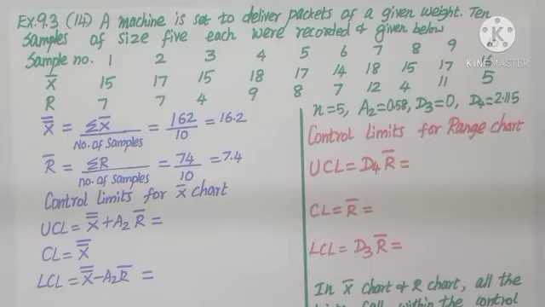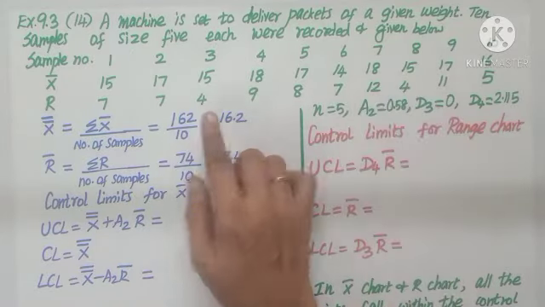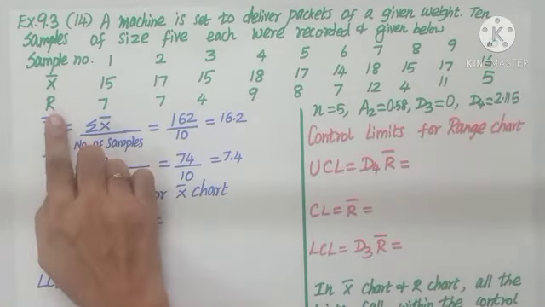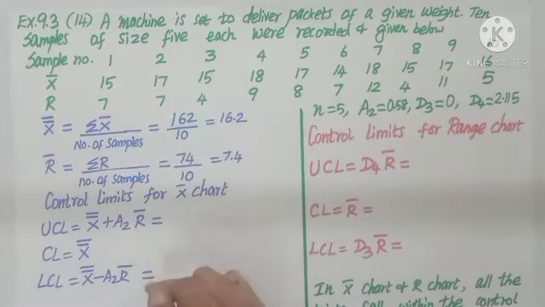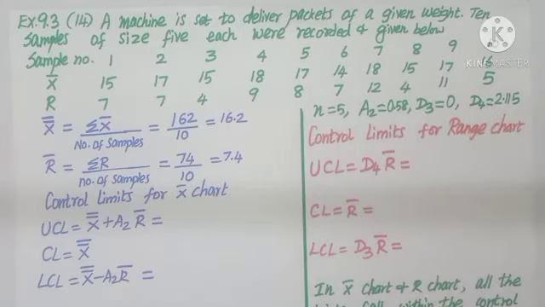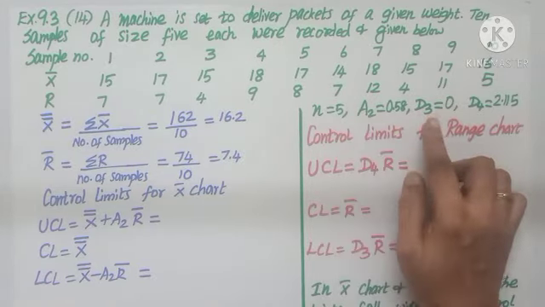Exercise 9.3, question number 14. A machine is set to deliver packets of a given weight. 10 samples of size 5 each were recorded and given below, sample number 1 to 10. X bar and R are calculated for samples of size 5. When they give you samples of size 5, they will give you the A2, D3, D4 values. Suppose it is not given, we will refer to the table given in our textbook and identify the values A2, D3, D4.